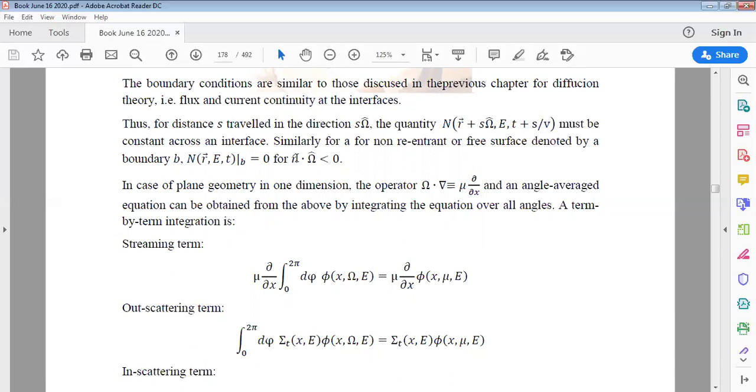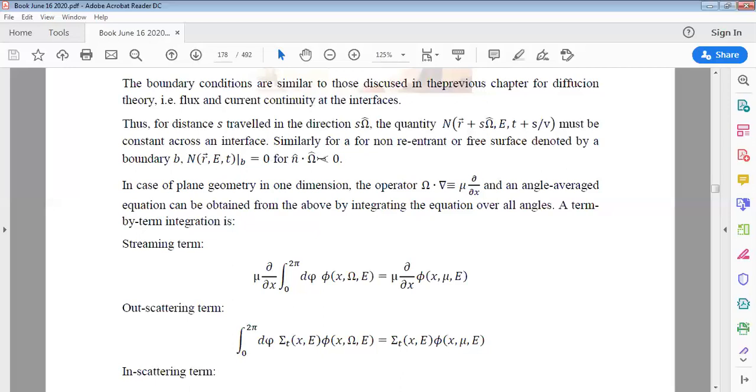Now, n dot omega hat could be positive or negative. Positive would mean that it is leaving a surface, and negative would mean that it is entering a surface. If you have a non-re-entrant or convex surface, or a free surface, that means a neutron can leave it but cannot re-enter. If something can leave and not re-enter, and the boundary you can call B, then the flux at all R's on the boundary B, at E and T, has got to be zero for the coming back contribution. And a going in contribution you can represent by n dot omega hat greater than zero.